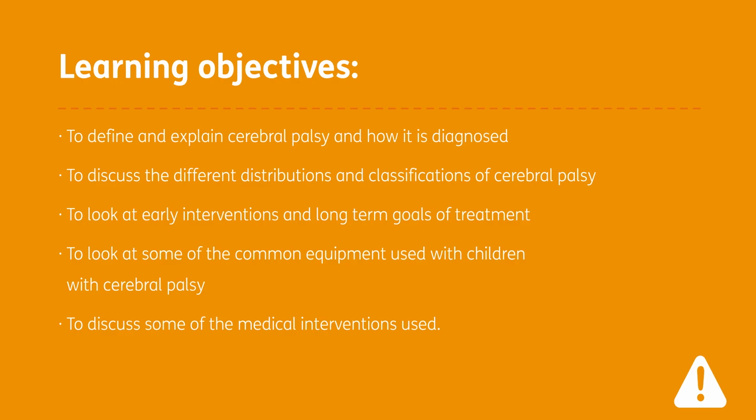Nick, over to you. Hi, good evening, everybody. So it's Nick here, and we'll start off by talking about the learning objectives, so exactly what I'm going to be talking about. And as Claire said, it's to define cerebral palsy and how it's diagnosed. So we'll look at the long wordy definition and then look at it in real terms, to discuss the different distributions and classifications of cerebral palsy, so the terminology around that, to look at early interventions and what we aim at in the early parts of physiotherapy treatment, and then the long-term goals of how we look at these children as they reach into their teens. We'll look at some of the common equipment used with cerebral palsy quite briefly, and then we'll discuss some of the medical interventions that you might go through.